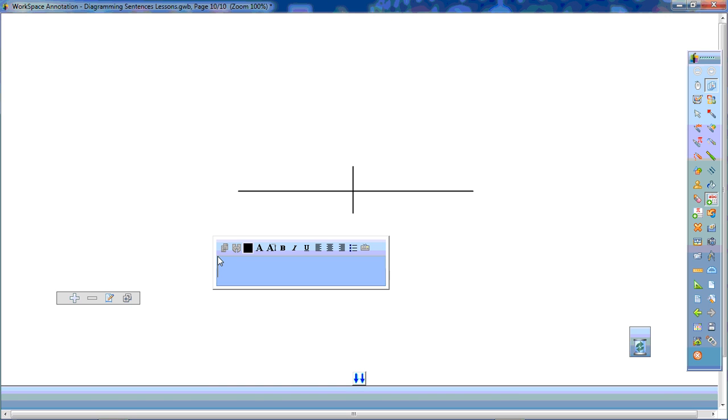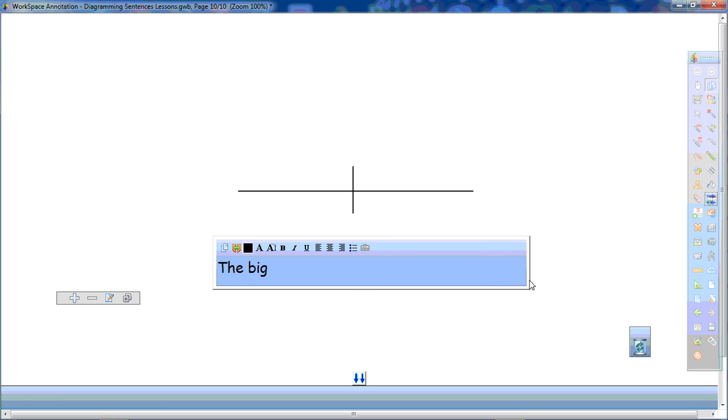Let's give you a sentence. We'll draw the baseline first, and so you're going to do that on your paper. And then we'll draw the divider. So we'll get the vertical in there. And now here's your sentence. I'm going to make this a little bigger for you. The big yellow cat yawned.